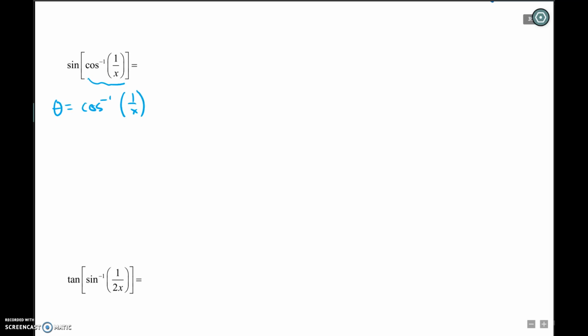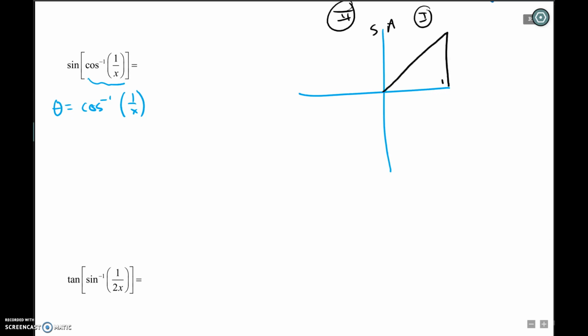So let's draw the stuff. So inverse cosine is going to give me an angle in either all students, it's going to be in quadrant 1 or quadrant 2. So it's going to be either this or it's going to be this. Let's just do this one here.